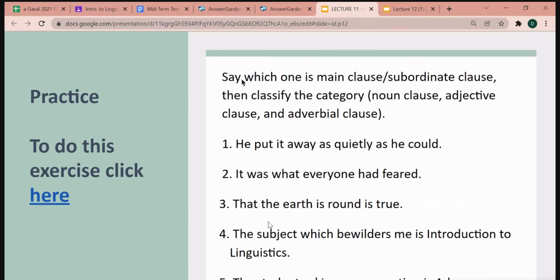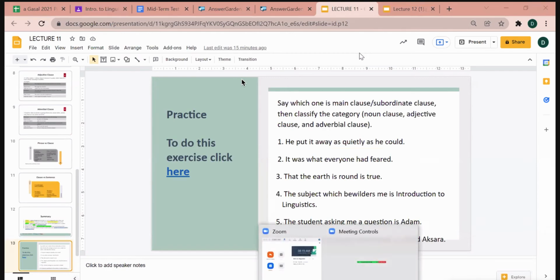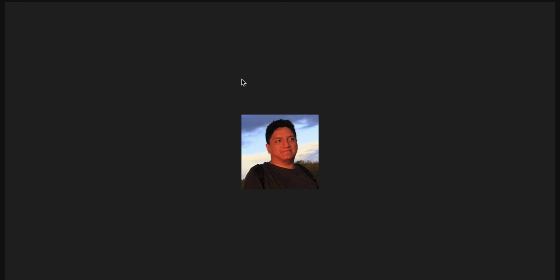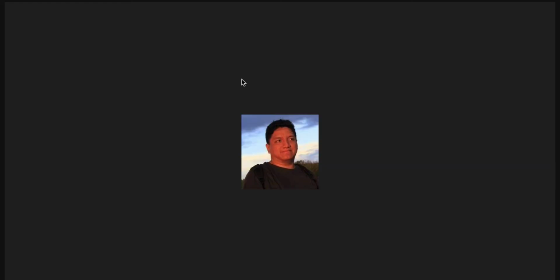Sampai sini ada pertanyaan? Silakan. What was that again? Passive voice? Passive voice. Jurnal yang diterbitkan bulan Desember adalah Aksara. Ya, saya lanjut.